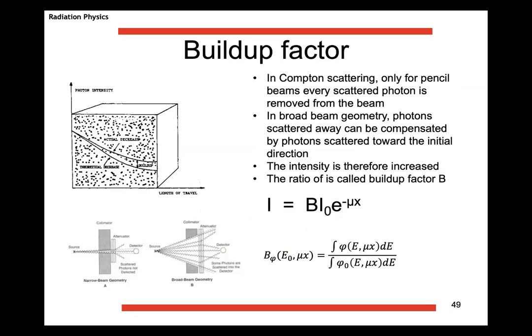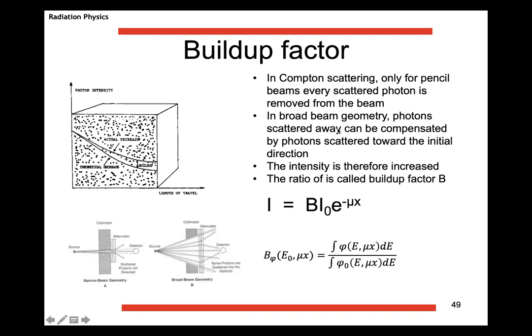What is the build-up factor? In Compton scattering, only for pencil beams, so not a large source but a pencil beam, every scattered photon is removed from the beam. This is a situation like this, where you have a very, very narrow entrance here. Then every time you have a scattered photon, it is removed from the beam. And if you have a detector here, you take only the non-scattered part. So here, the Lambert-Beer formula works perfectly.